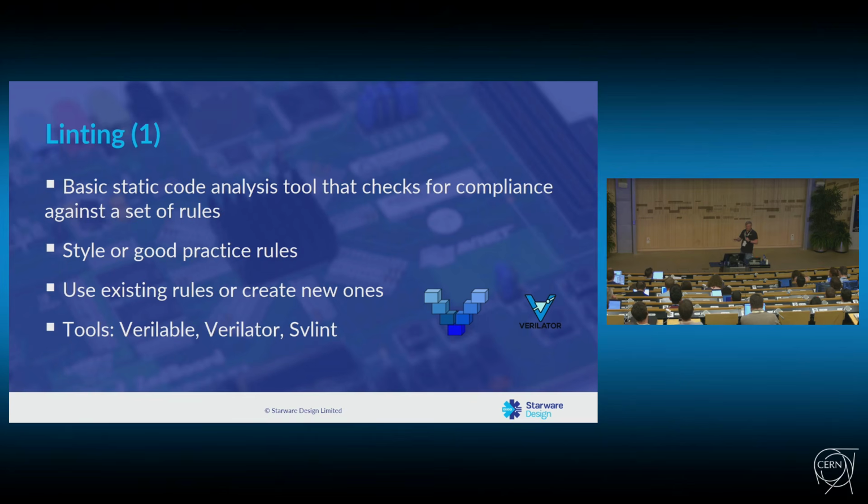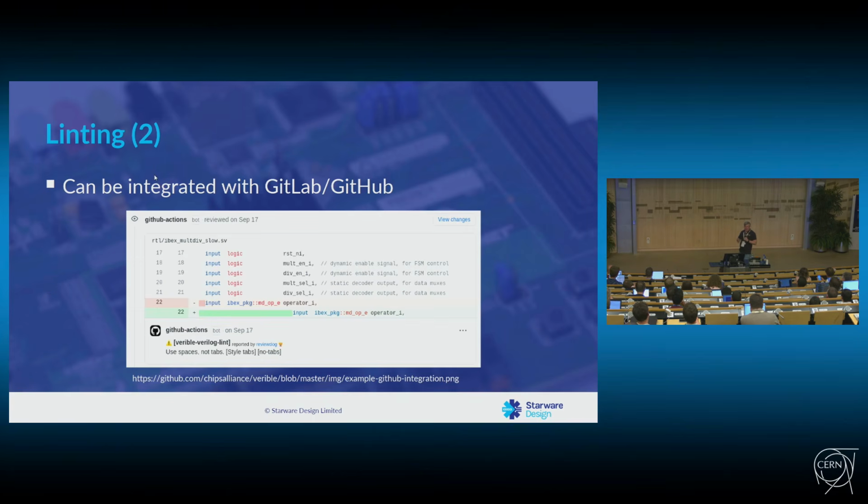And in terms of tools, I think the one I like most is Verible, an open source project from the Chip Alliance. Of course, you can use Verilator, so I know it's a simulator, but it has the option to do just the linting, or you can use SVLint. And the nice thing about Verible is that it supports GitHub Actions. So what you do is you see the output of Verible as part of the web user interface, embedded with the rest of the code. So actually, it's very easy to understand what was the problem that was flagged by the linter.